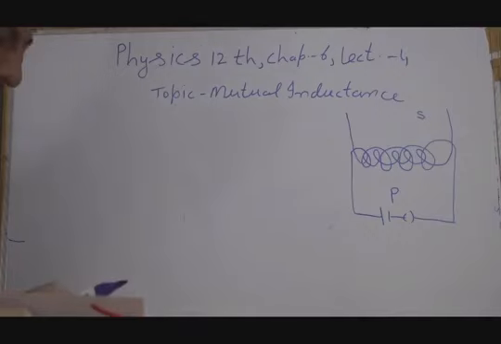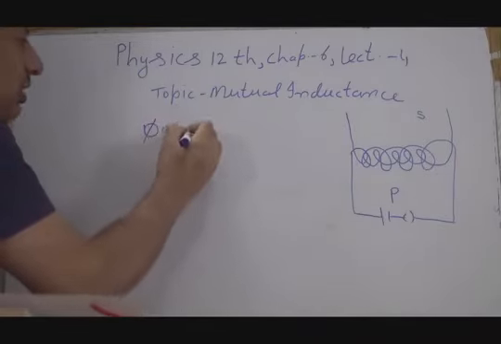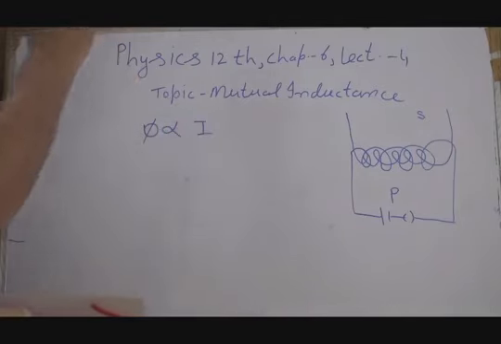Now what is mutual inductance? An opposing EMF produced in a coil due to change in magnetic flux in a neighboring coil is called mutual inductance. And flux in the secondary will be proportional to current in the primary. I am repeating again, an opposing EMF is produced in the secondary coil due to change in the magnetic flux in the primary coil, or you can say neighboring coil, is called mutual inductance. This phenomenon is called mutual inductance.